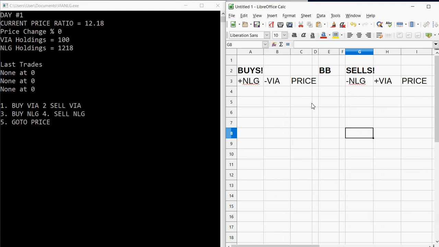Let's play for decent sized moves, not extreme like 150% gains, albeit in this market you can do that. But we'll go for like 50, 60-ish percent moves. So we'll go in here and we're doing VIA versus NLG. Let's get this started. Price action is at 12.18.